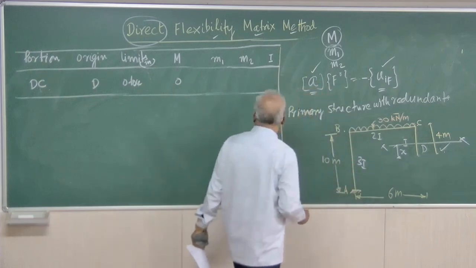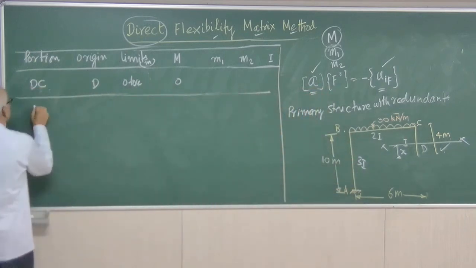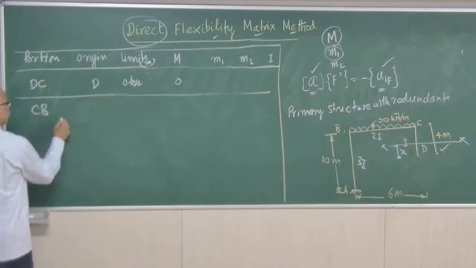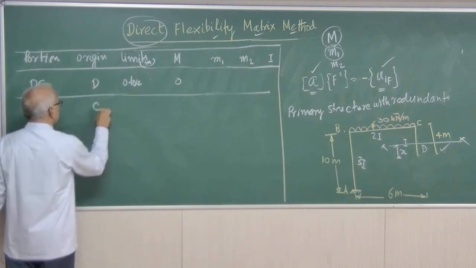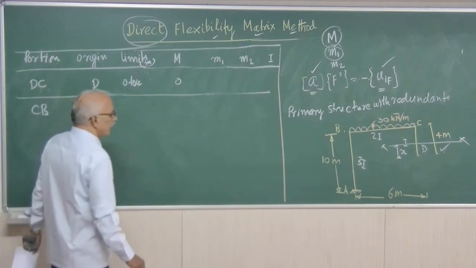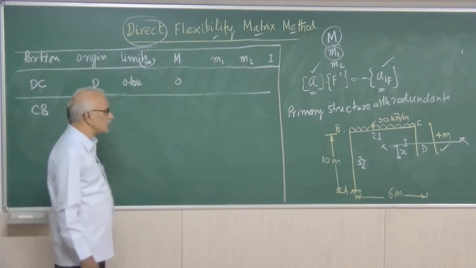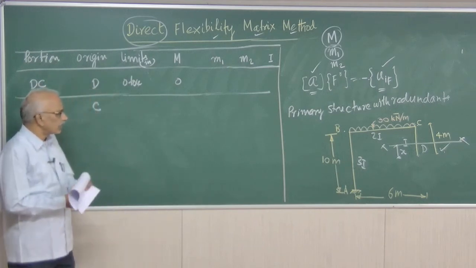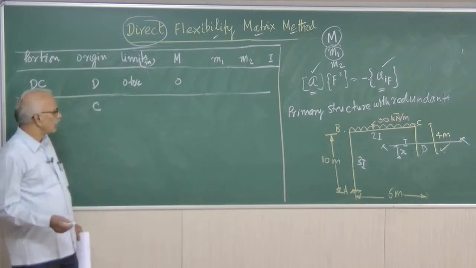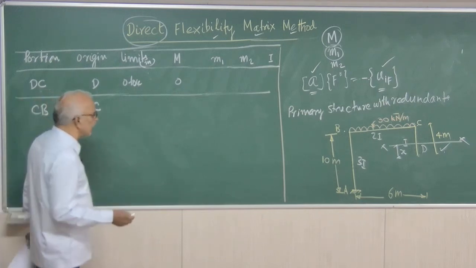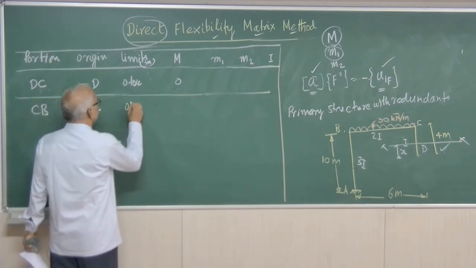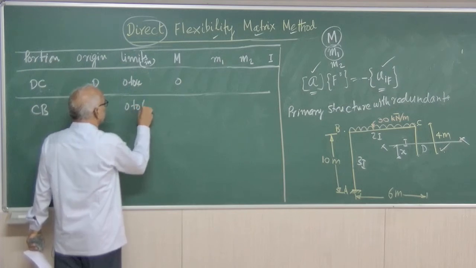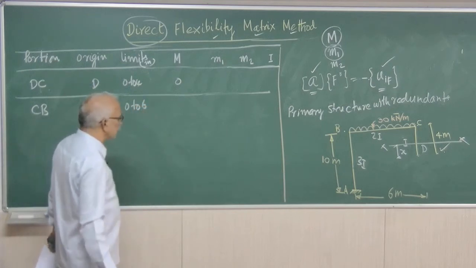So next part is CB. Origin is C. And between C and B there is no other load, only UDL. Therefore, the limits of integration will be 0 to 6 meters. So there is no break in between, so 0 to 6 meters.